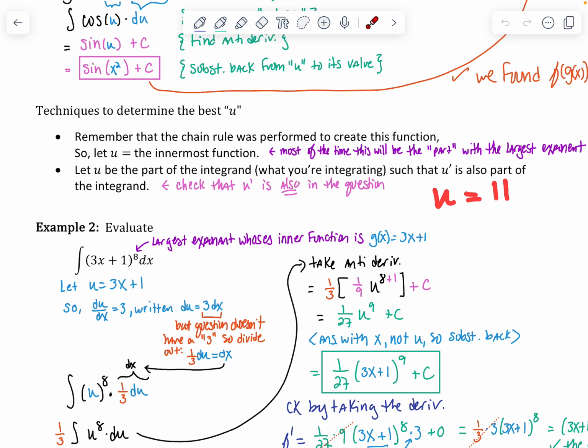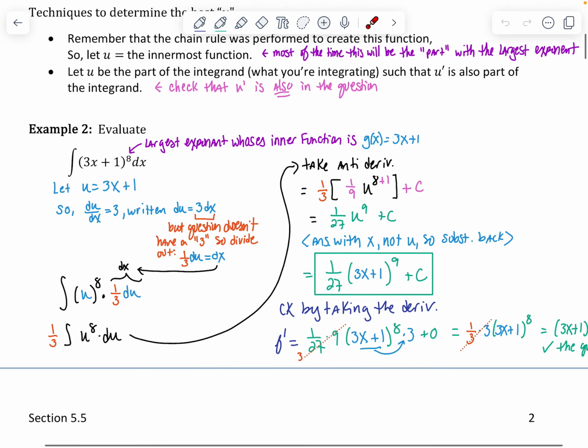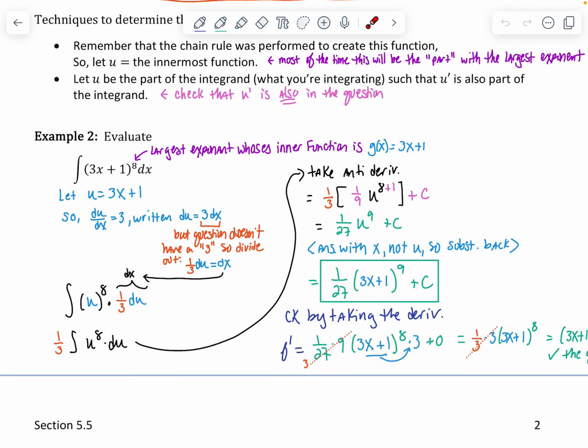That is the most important part. It's fine. Pick the wrong u, and then when you go to find du dx and it's not there, then start over and pick another u. Here's an example straight through. Again, the directions would just say evaluate.